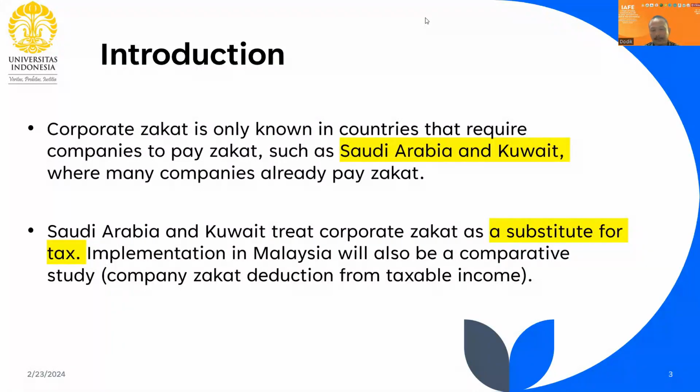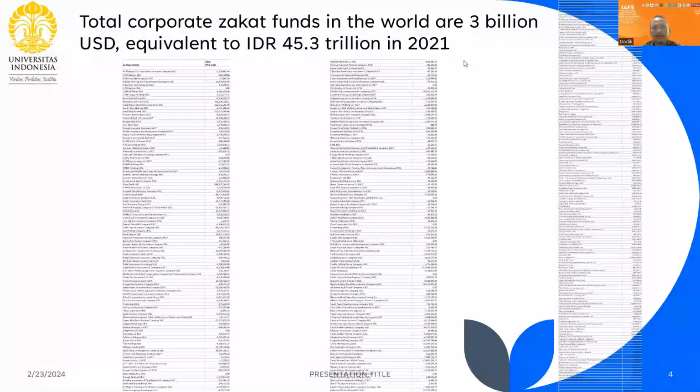In Malaysia, company zakat is a deduction from taxable income. The estimation of the total corporate zakat funds in the world is $3 billion, equivalent to 45 trillion, for 1 year in 2021. So if all companies in the world from the Muslim countries pay zakat, the total for 1 year is almost 45.3 trillion. It's very big money.